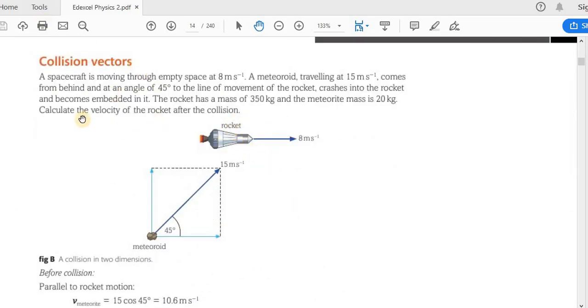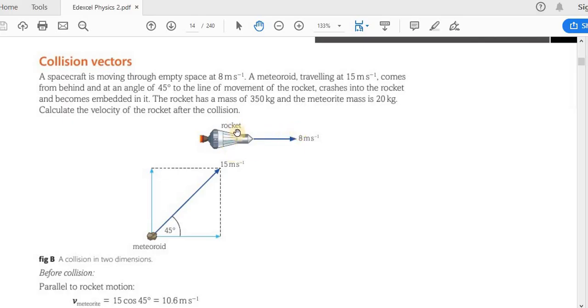Okay, in this question we are supposed to calculate the velocity of the rocket after the collision, and everything that is mentioned here is shown in the diagram except for the masses. In this diagram you can also show the mass of the rocket 350, mass of the meteoroid 20 kilograms, and you are supposed to find the velocity of the rocket after the collision. So what happens is, once this meteoroid collides with this, you can see it embeds itself into it. That means it sticks to the rocket. It is inside the rocket. So both move together as one body.